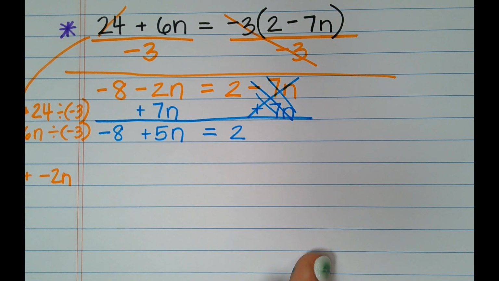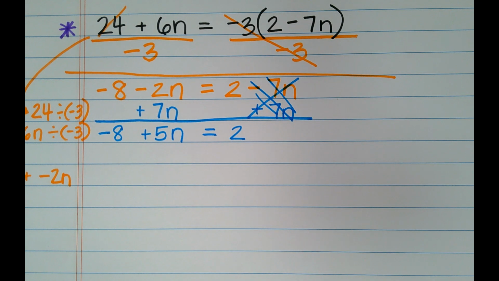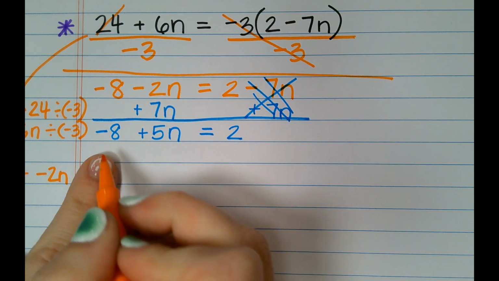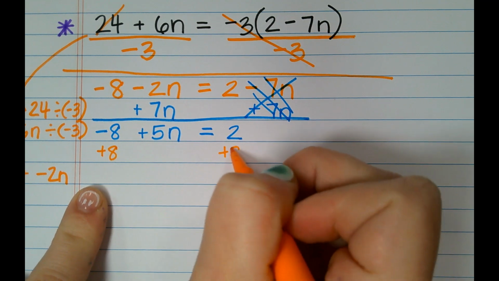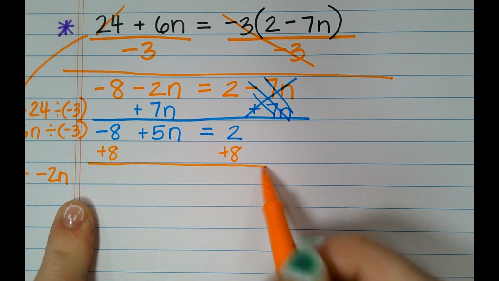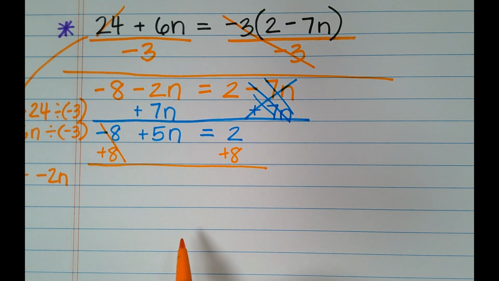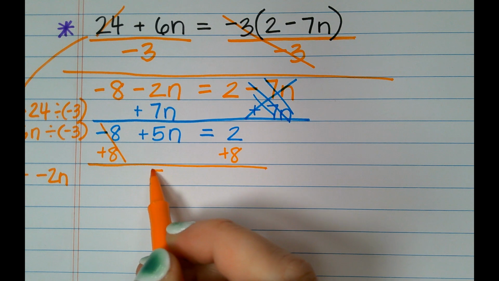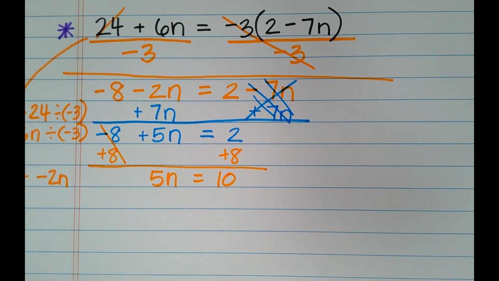Okay, so now we've already done 2 steps, but we still have 2 more to go. Let's work on the 8. The 8? Yes. Okay, so what am I doing with that 8? Add 8 to both sides. Plus 8, plus 8. Cancel those 8s. Equals 10. 5n equals 10. Then we get the n back.